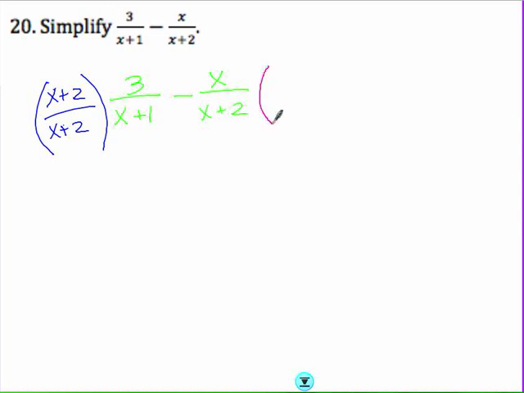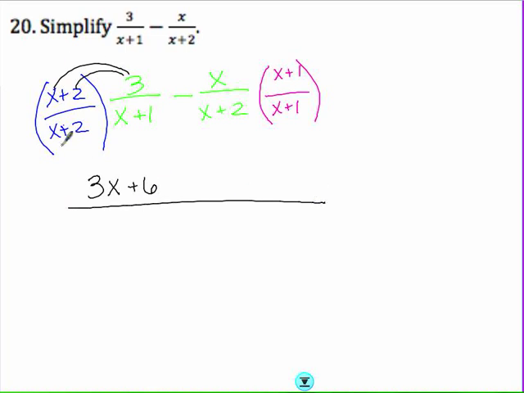That doesn't change the value of anything because this is just 1. Similarly, I'm going to look at this side, and I need this denominator to have whatever this one has. So I'm going to multiply by x plus 1 over x plus 1. Again, not changing any values, we're just changing the way that it looks. So this times this, I'm going to distribute: 3x plus 6. The bottom, I'm just going to leave the same, x plus 2 times x plus 1 for now.